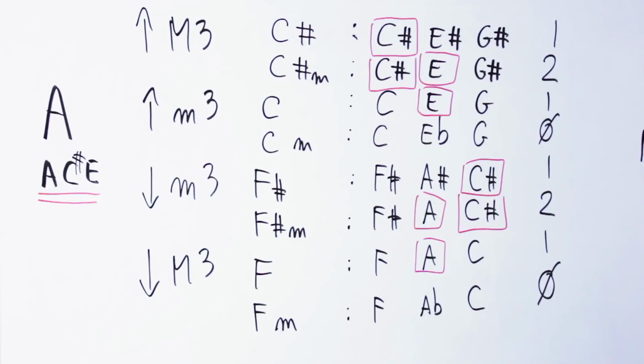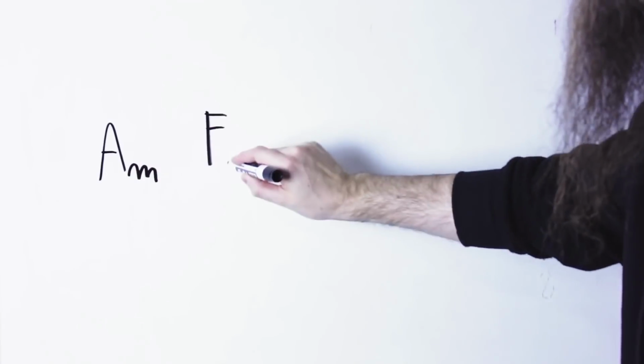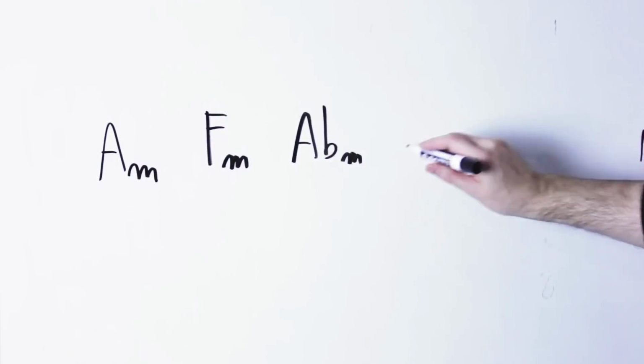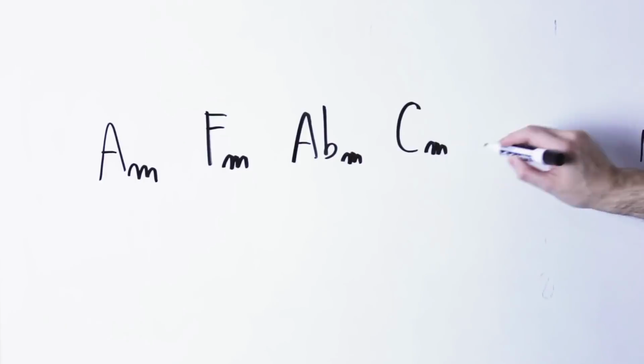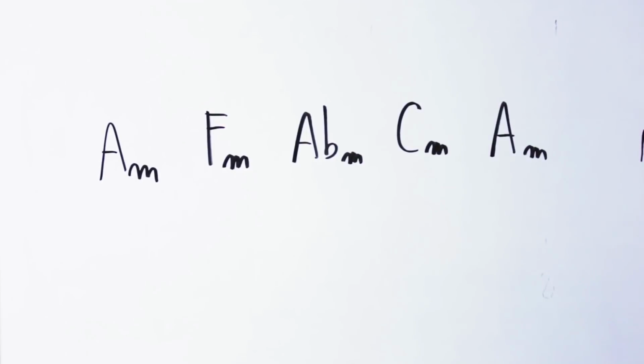Now in some movies they just choose one of those chord progressions and repeat those two chords forever. Say, if I have A minor, C sharp minor, I can just repeat them over and over. But sometimes you want a longer chord progression, so you can do something like that. I'm gonna play the chord progression A minor, F minor, A flat minor, C minor, and then back to A minor.